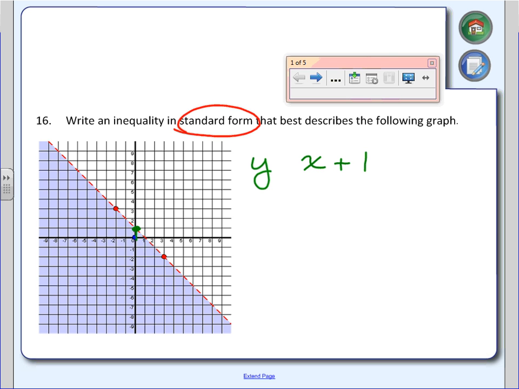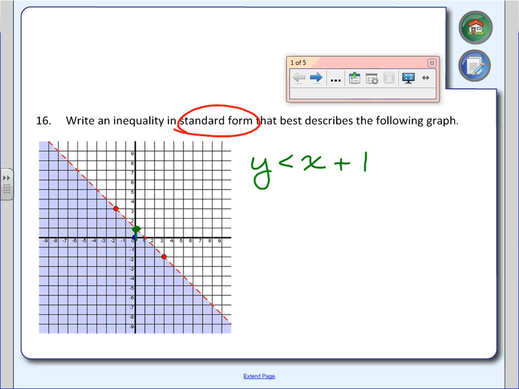So right now I've got slope-intercept form. Notice I have not put an equal sign because this is not an equation. This is an inequality. And I notice the shading is to the bottom. Anytime I have shading to the bottom, I need to use a less than symbol. Sometimes I'm going to need an equal sign along with that less than symbol. Sometimes I don't. This time I don't because this is a dotted line. The only time I need an equal sign is when it's a solid line. So this is the inequality for this graph.